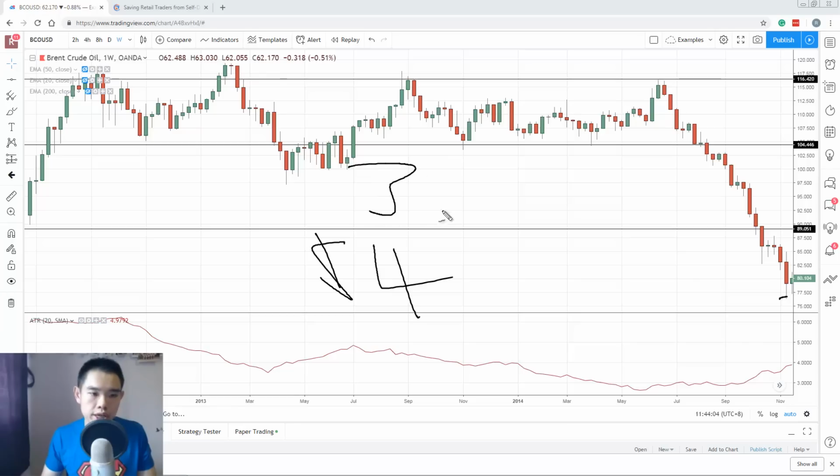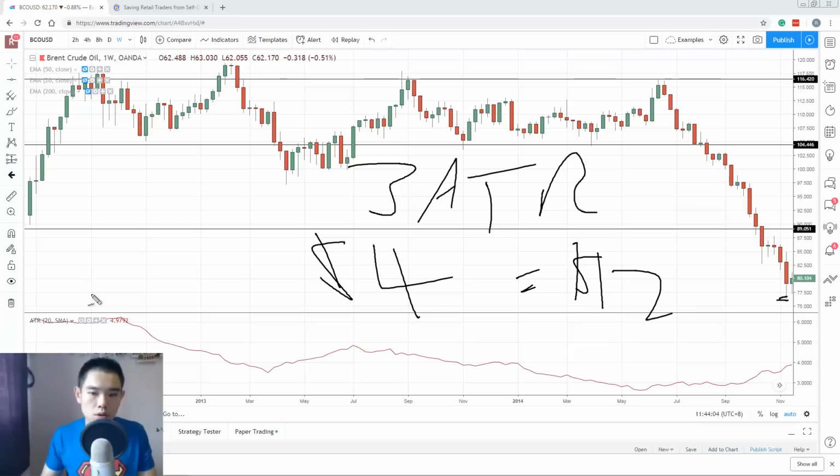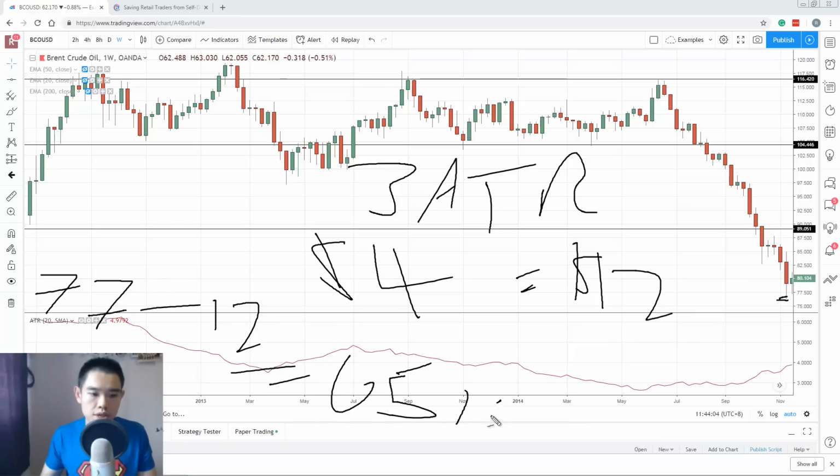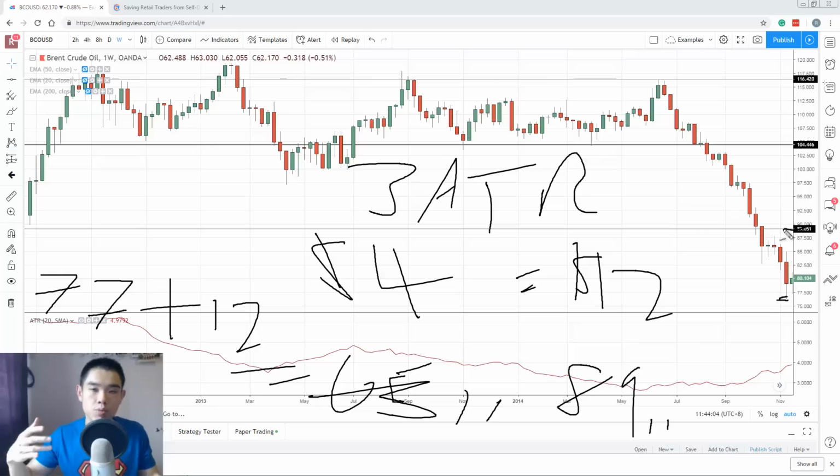So for example, let's say you use 3 ATR as your trailing stop loss. This means 3 ATR is equal to $12. So from the lows over here, let's say the lows are $77. Your trailing stop loss will be at 77 minus 12, which is $65. Sorry, I should be adding, since this is a downtrend, so it'll be 77 plus 12, $89. So if the price reaches $89 and breaks above it, this is where it hits your trailing stop loss and you exit the trade.